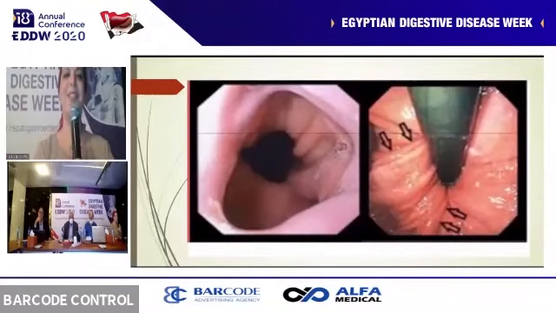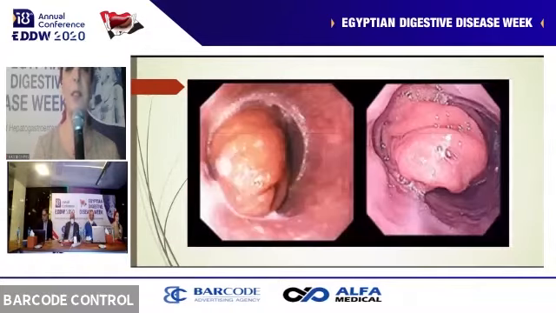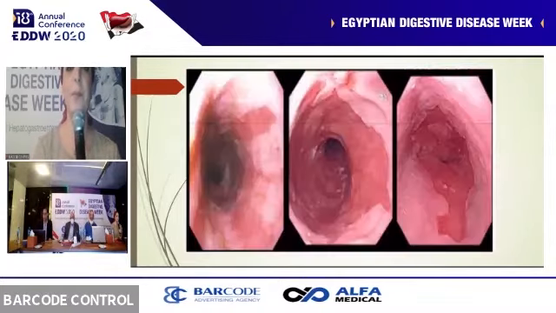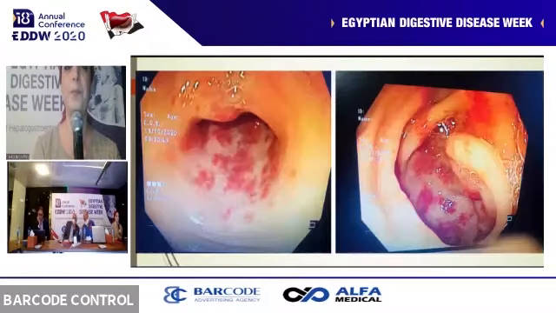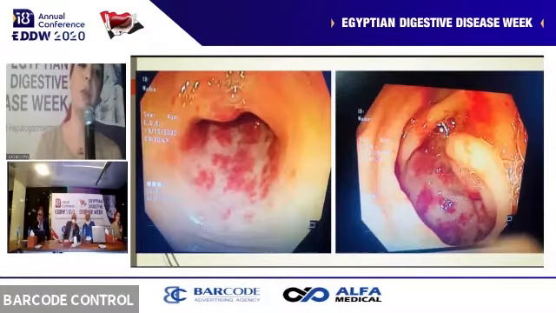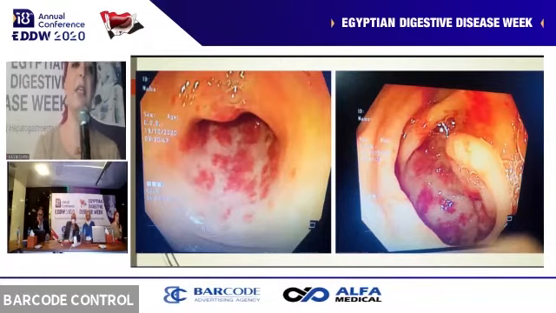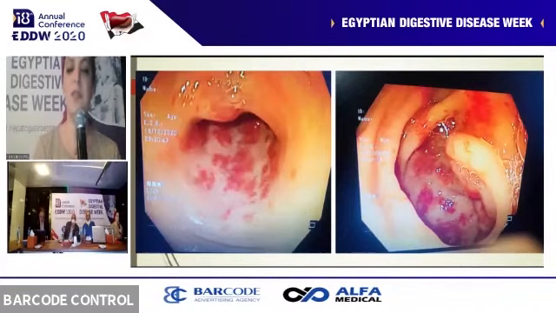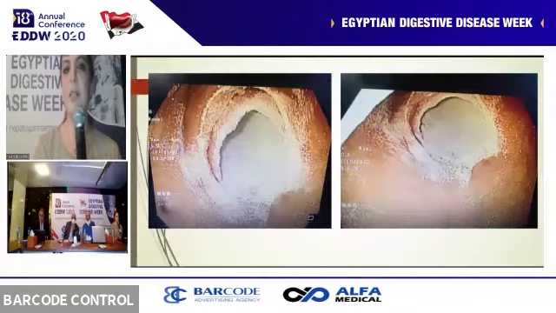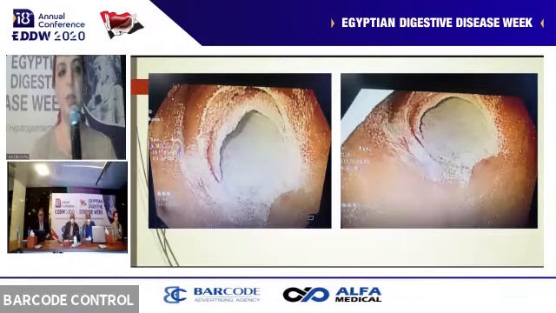These are different lesions: small sliding hiatus hernia, incompetent cardia, and prolapsed gastritis. These are different degrees of gastroesophageal reflux up to Barrett's esophagus. This is a patient complaining of melena. I did an endoscopy for her, which showed gastric antral vascular ectasia, and this is after application of hemospray with proper hemostasis.